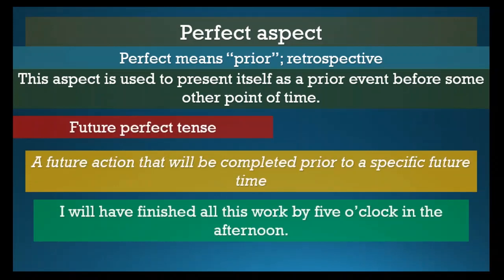Okay, so like the present and the past perfect, the action supposed to be completed in the future is outrun by another future event. That is the future perfect. An example of this future action that will be completed prior to a specific future time is this. I will have finished all this work by 5 o'clock in the afternoon.